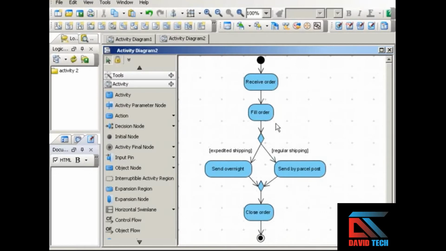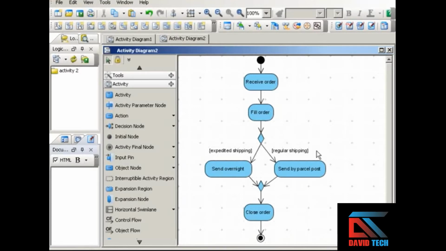So a decision point has one flow coming in and more than one flow going out, but these are alternatives, depending on which guard condition is true, expedited shipping or regular shipping. You won't send the same order by both methods, you pick one or the other.